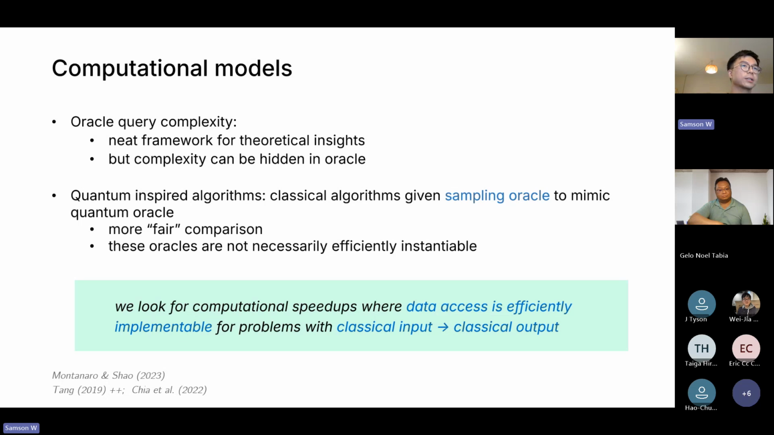Okay, so to that end, what kind of framework do we look at? We're motivated by problems where we start with classical input and end with classical output. And when we compare classical and quantum algorithms, they will be given the same input, not different kinds of inputs. In both cases, the input will be classical. Specifically, we're looking for computational speedups where the data access, which in this case would be access to a matrix, is efficiently implementable for our problems, and the same input is given for our classical solver and our quantum solver.